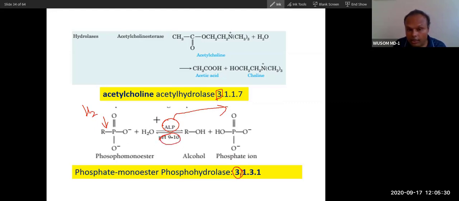And this is the enzyme that is required for bone formation. Alkaline phosphatase is required for mineralization of bone. Now alkaline phosphatase breaks this bond, and you can utilize water, and that is why this is placed into group 3. And this next number is given to the type of bond it breaks. Just remember that these numbers represent the type of bond.